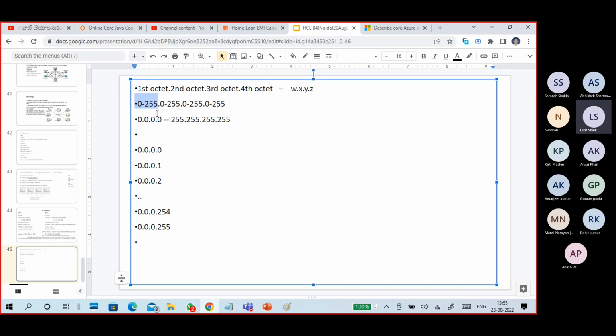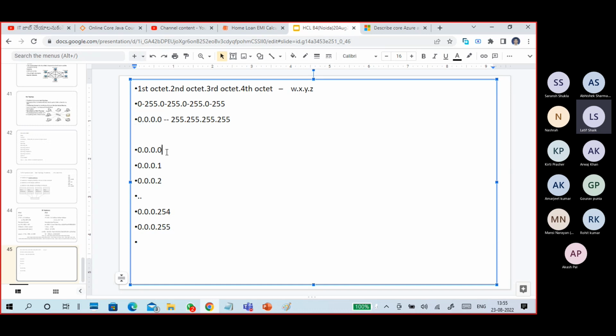Each octet's range is 0 to 255. So the total IPv4 address range is like this, starting from 0 0 0 0. This is the starting IP address. What is the end IP address? This one. So the IP addresses start from here.